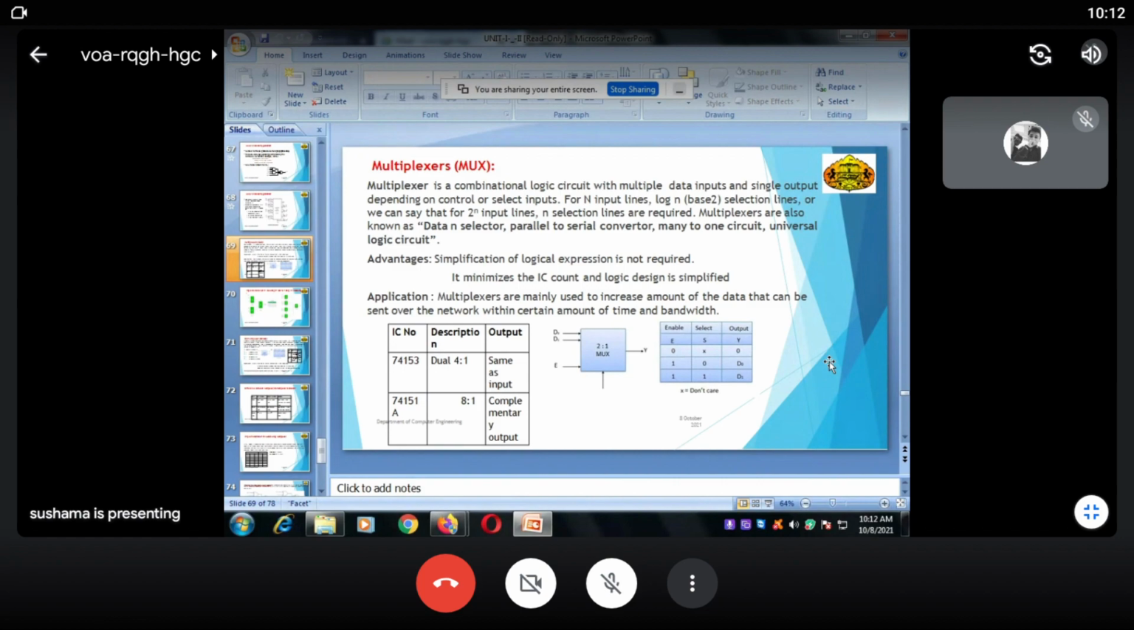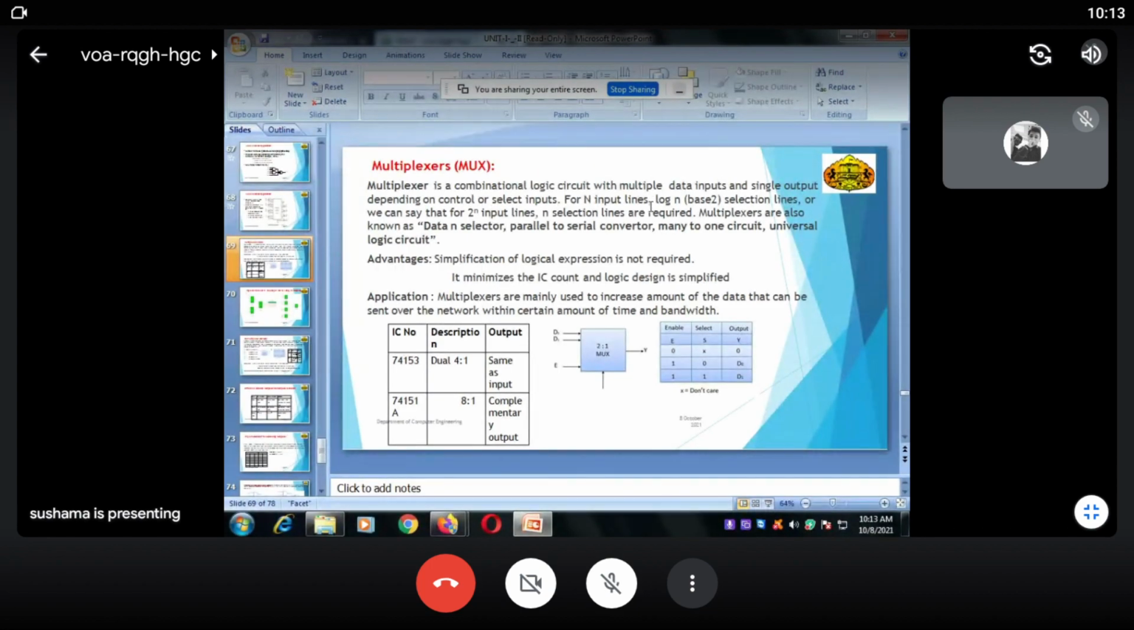Mux is a circuit with multiple data inputs and a single output. In most electronic systems, it is necessary to route this data over a single line. In that case, you need a multiplexer. So it is a circuit having multiple data inputs and a single output, and we are selecting any one of the inputs depending upon the control or select inputs.